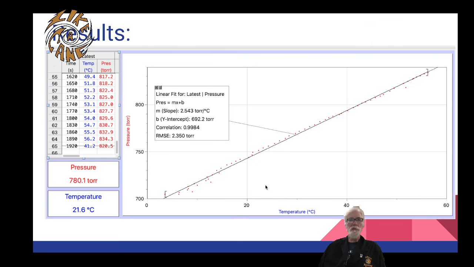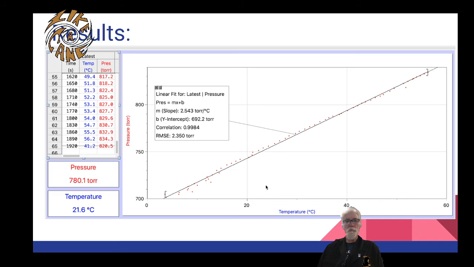When I did this experiment by gathering data for about 30 minutes from a temperature that started at 4 degrees C and ended up at 56 degrees C, I got this result. Let's analyze it. The fact that the correlation number on the linear fit is close to 1 tells me that a line is a good model for this relationship.